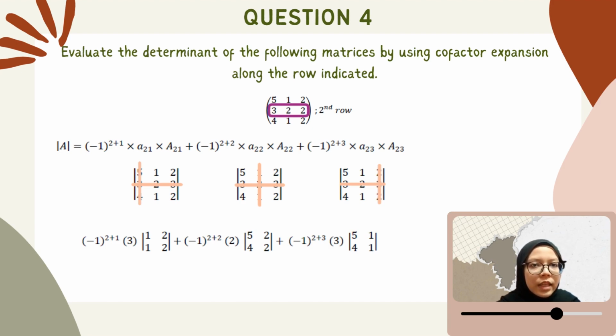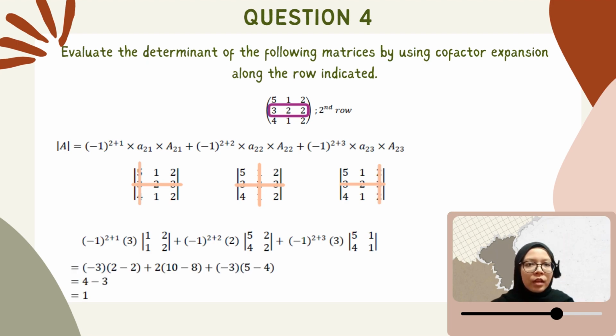Plus the third term is negative 1 to the power of the row index plus the column index of the third element times the element 3 times the determinant of the matrix formed by deleting row 2 and column 3. Now we are going to expand those 2 by 2 determinants. Negative 3 times the determinant 2 minus 2, plus 2 times the determinant 10 minus 8, plus negative 3 times the determinant 5 minus 4, and simplifying this gives us the answer: determinant of A equals 1.